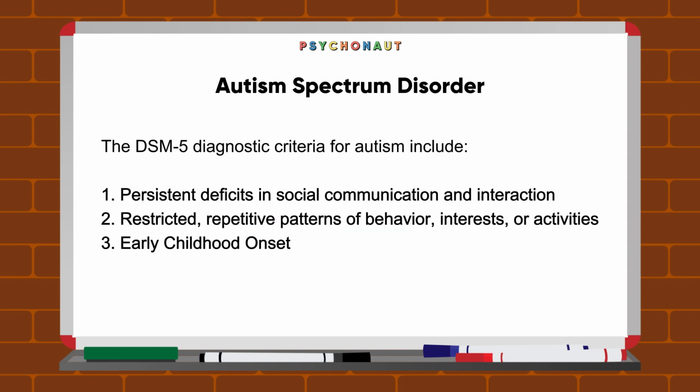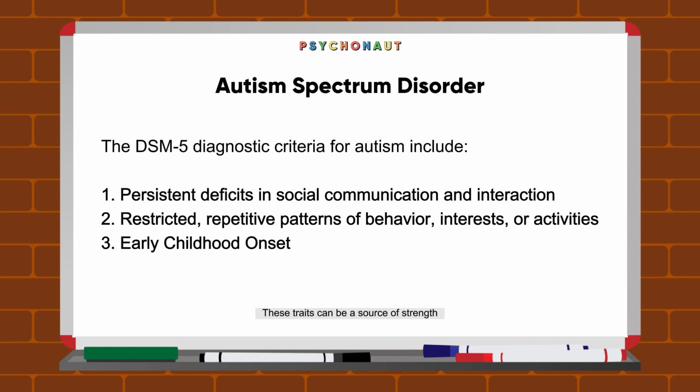The DSM-5 diagnostic criteria for autism include: 1. Persistent deficits in social communication and interaction. This includes difficulties in back-and-forth conversation, understanding nonverbal cues, and establishing meaningful relationships. 2. We have restricted, repetitive patterns of behavior, interests, or activities. Many individuals with ASD find comfort in routines and may have highly specialized interests.